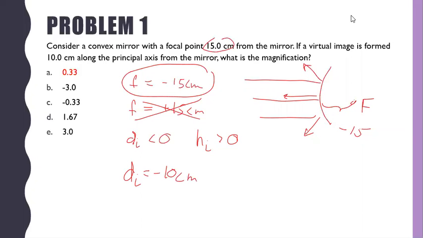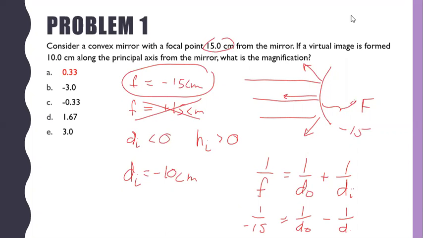Now I can use the equation I call "if I do, I die." 1 over F is 1 over DO plus 1 over DI. And when I put in the information we already have, I'm going to put in the negative 15 for F and negative 10 for DI. And I should be able to solve this for DO. That gives me a DO that is 30. So now we have found that DO is 30.